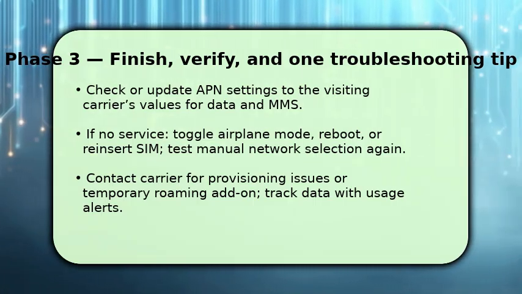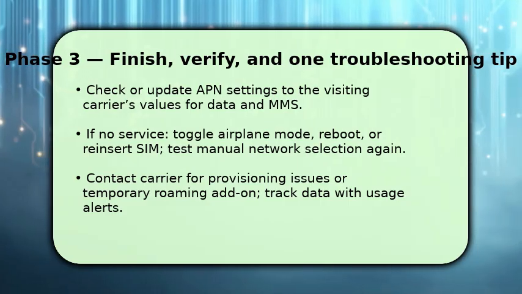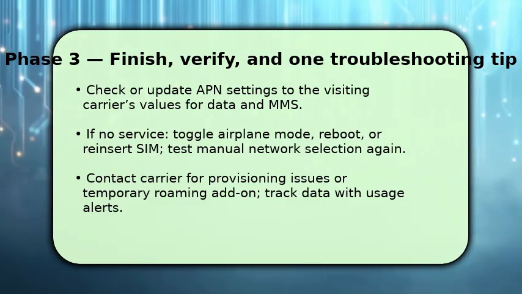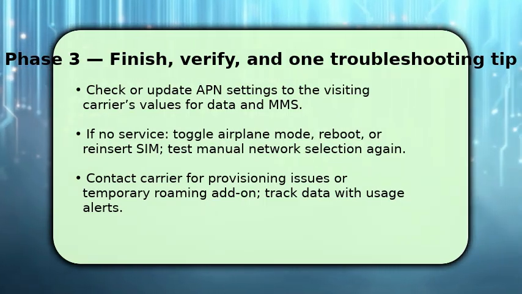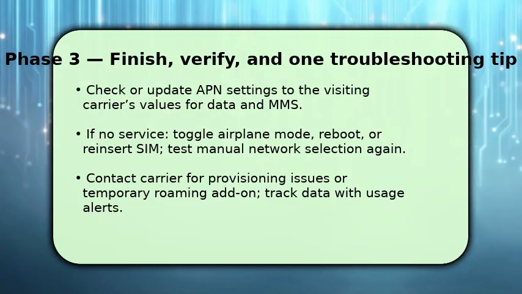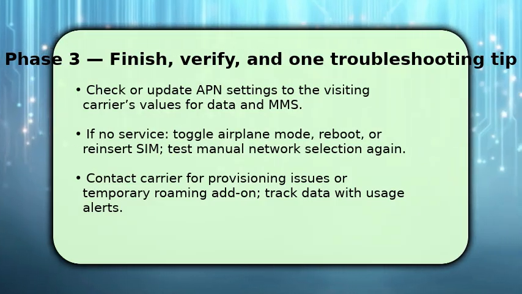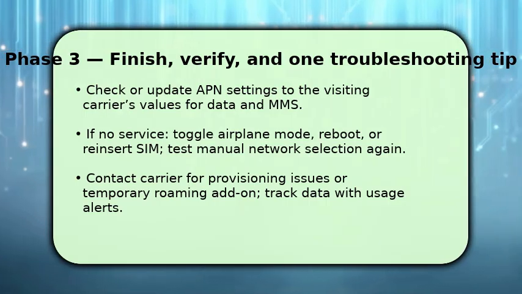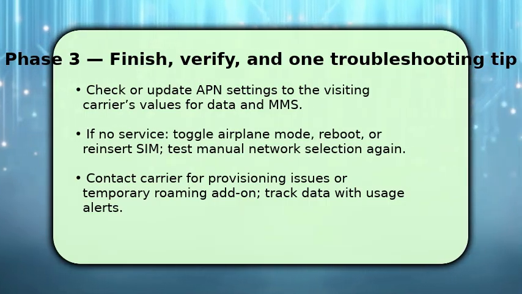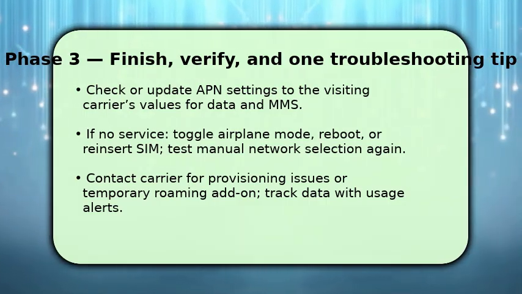If you see no service, toggle airplane mode for 10 seconds, then reboot the phone and, if necessary, remove and reinsert the SIM. This forces a fresh registration. If problems persist, contact your carrier to confirm roaming provisioning or purchase a temporary roaming add-on. Also set data usage alerts so you avoid unexpected charges while roaming.